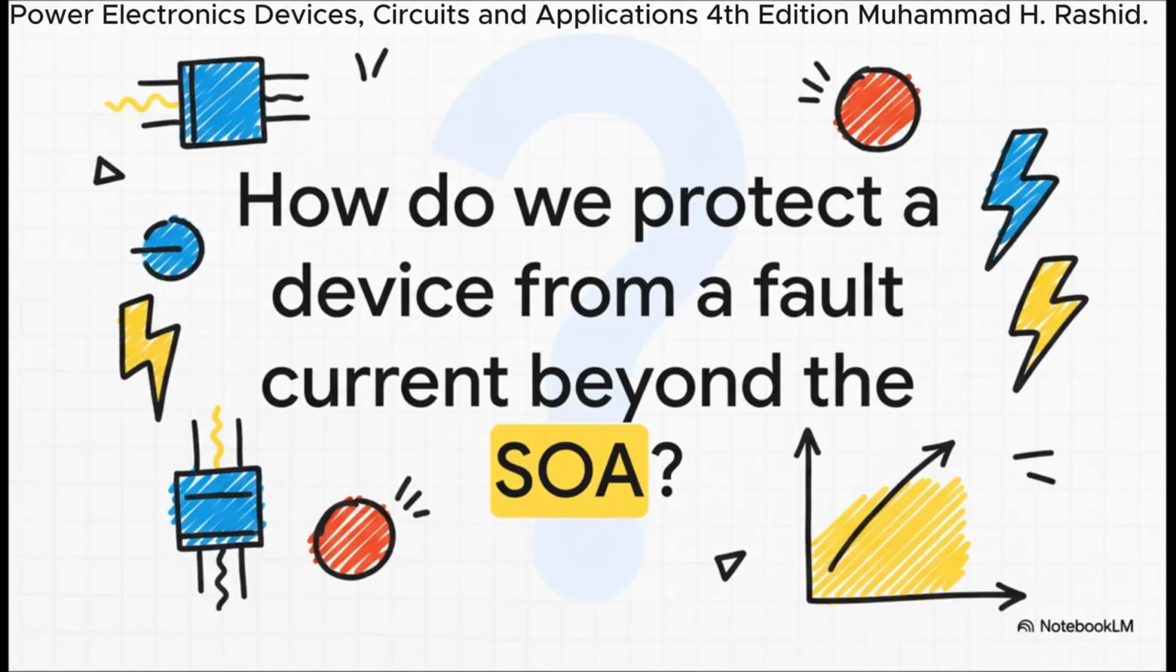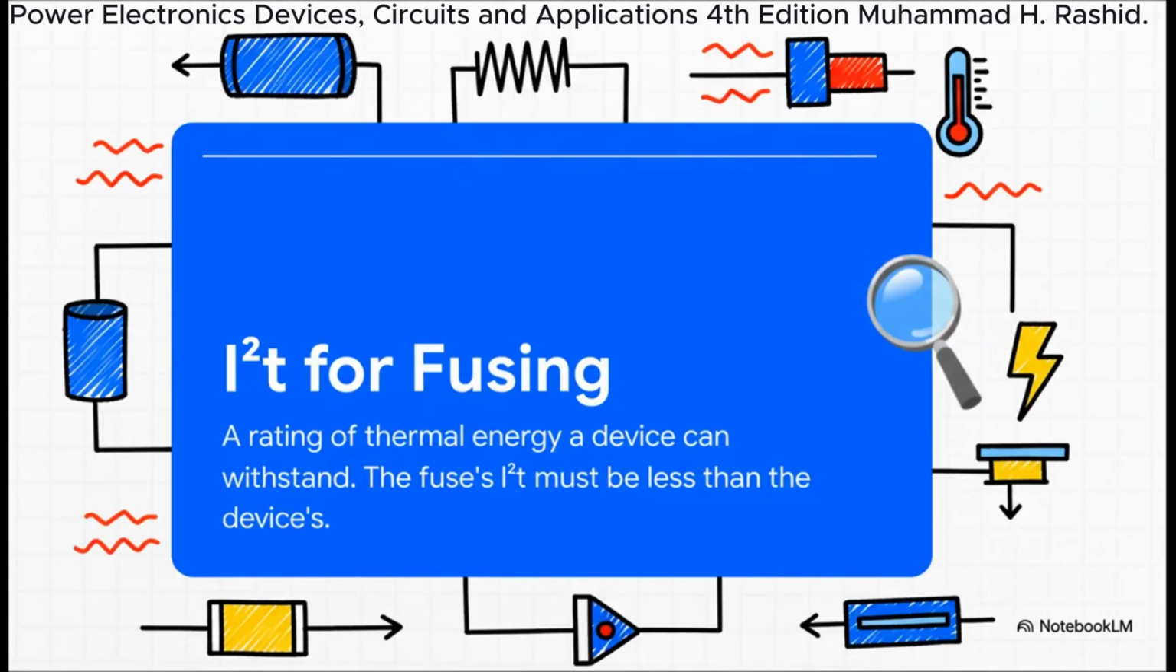Okay, but let's be realistic. Things go wrong. A wire shorts out, a motor stalls. What happens then? A fault can cause a massive current spike that throws your device way, way outside its SOA. So how do we protect a device when that happens? How do we plan for the unexpected? The answer is you plan for a sacrifice, and that sacrifice is the humble fuse.